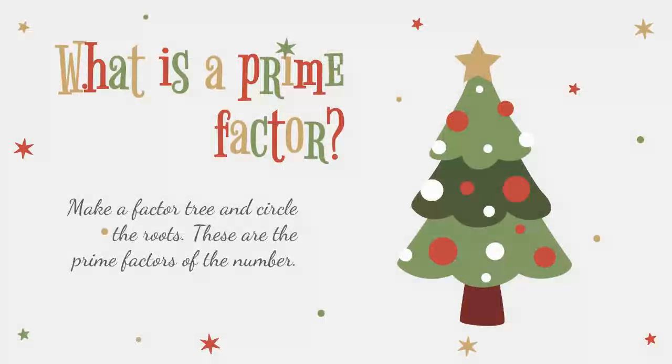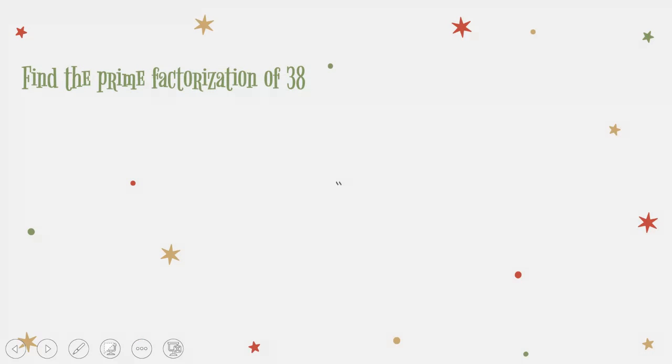So when we are finding those, we are making a factor tree and we are looking for the roots, which are the numbers at the bottom. These are the prime factors, and we're going to write those using powers. So let's walk through a couple.